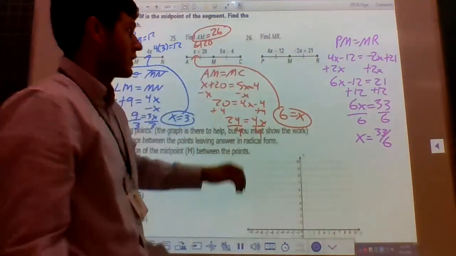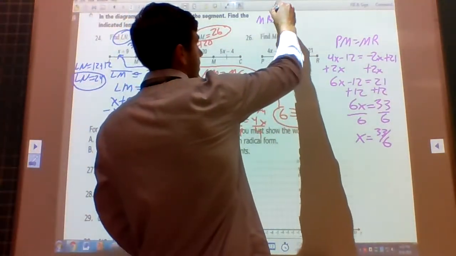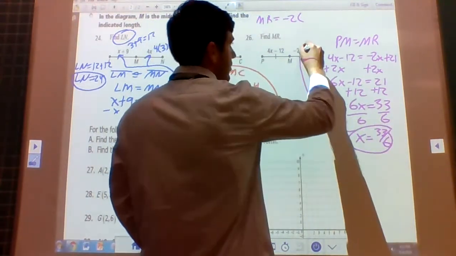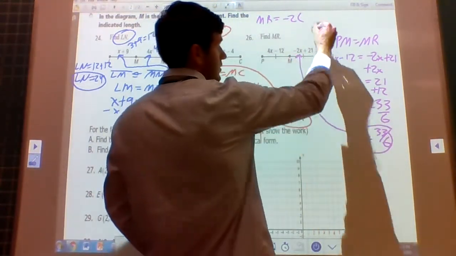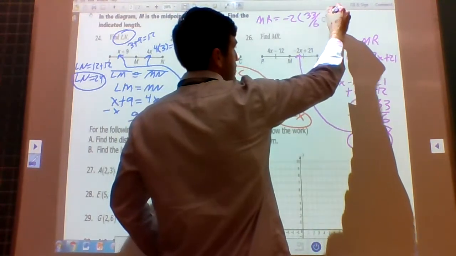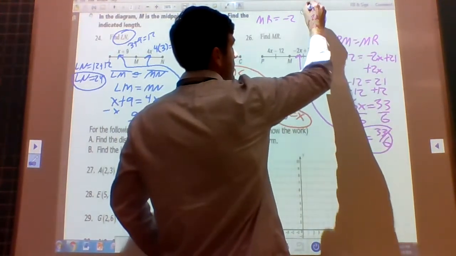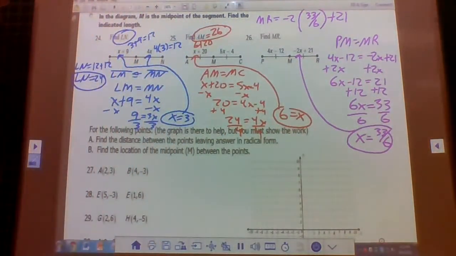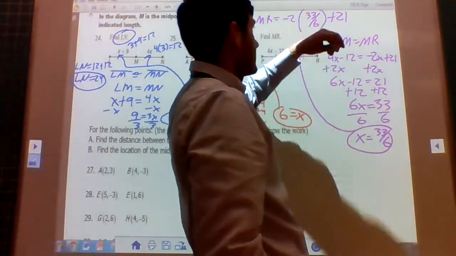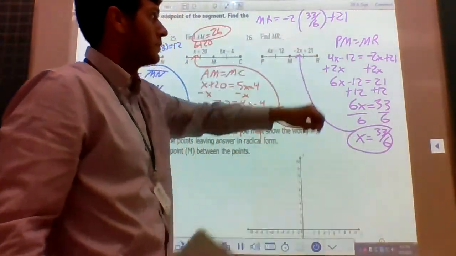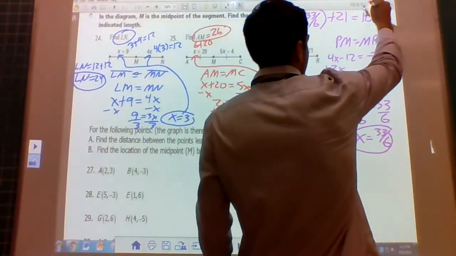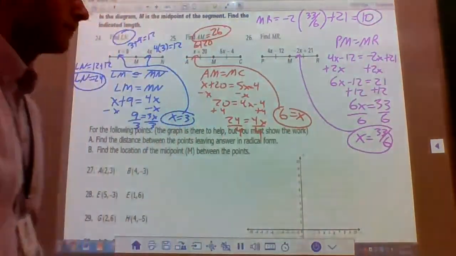From there, we can just use our calculator. MR equals negative 2x plus 21. Substitute in for x. So negative 2 times 33 over 6, and then plus 21. We can just put that in our calculator if we want to. Although negative 2 divided by 6 is going to leave a 3 in the bottom, so that's going to be negative 11. So our answer is going to be 10. So MR is going to equal 10.